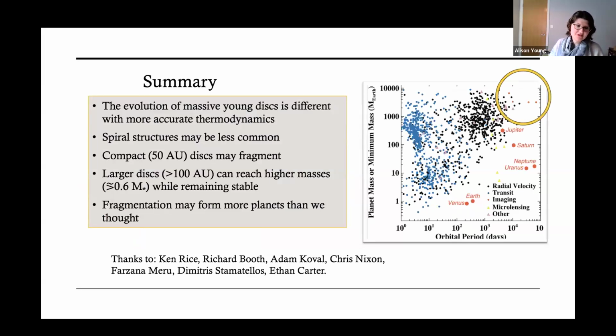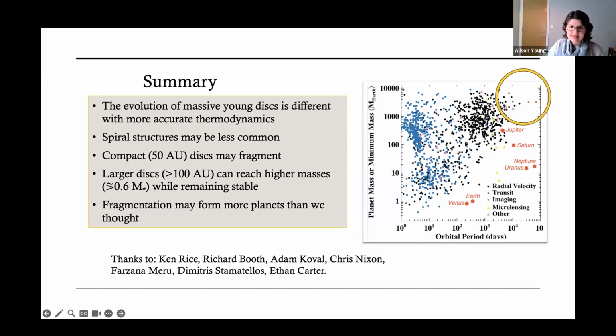So the summary for part two is that the evolution of massive young disks is slightly different when we use more accurate thermodynamics, and we find that spiral structures might be less common than we assumed. And because compact disks might also fragment, and larger disks can reach higher masses while remaining stable, we might expect fragmentation and gravitational instability to form more planets, or contribute to the formation of more planets, than we previously thought.